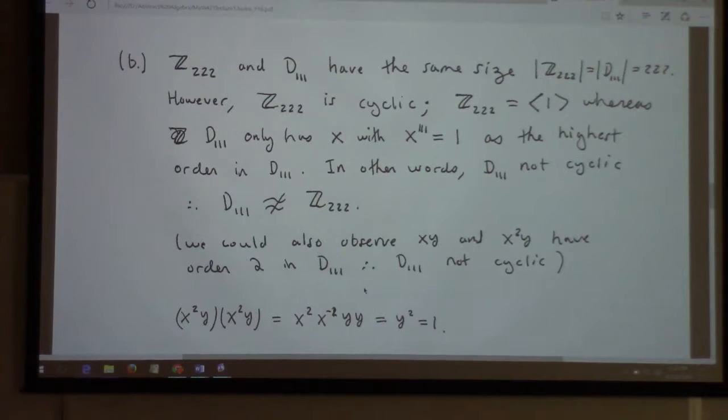But another way to be more explicit, you can count the number of elements of order 2. In particular, all you've got to do is point out that D111 has xy and x squared y. I don't know why I didn't use y. I could have used y and xy, right? Both are of order 2, but we know from the study of cyclic groups that a cyclic group can have at most 1 element of order 2. Otherwise, it would have more than 1 cyclic subgroup of order 2, which would violate what? Our fundamental theorem of cyclic groups.